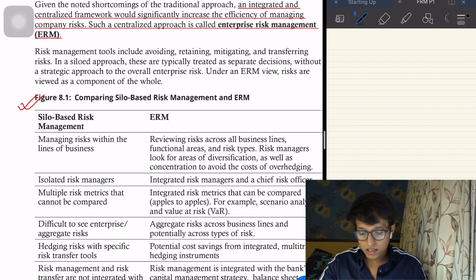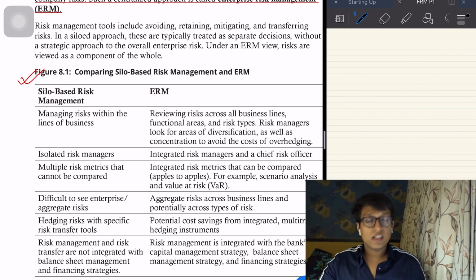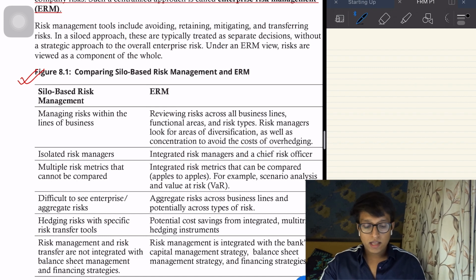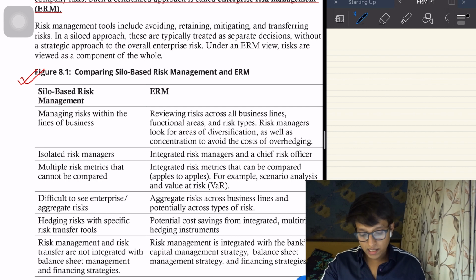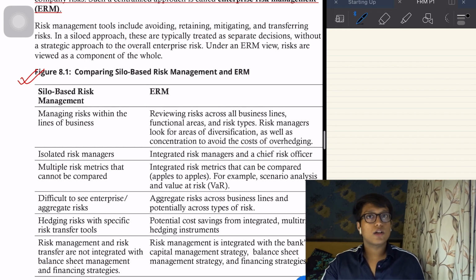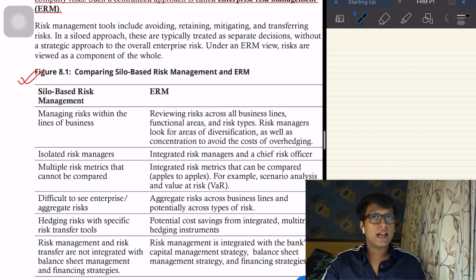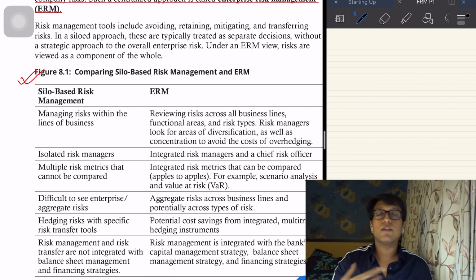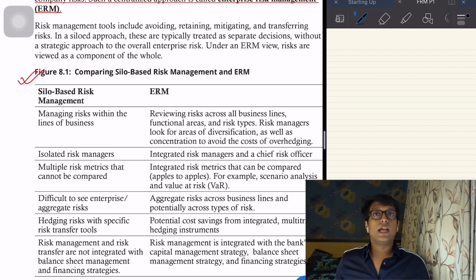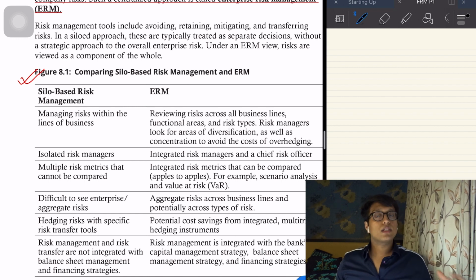Under silo-based, the risks were managed within the lines of business, and in ERM, there is a review between the business lines, cross-functional areas, diversification, concentration is considered, everything is done. Then isolated risk managers versus integrated risk managers, obviously, and a CRO. In silo-based, there are multiple risk metrics that cannot be compared because every division is doing it individually. However, here it's top-down, enterprise-wide together, so it's comparable, obviously.